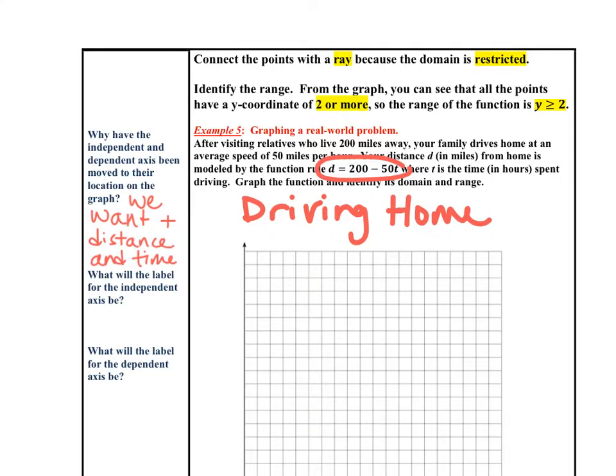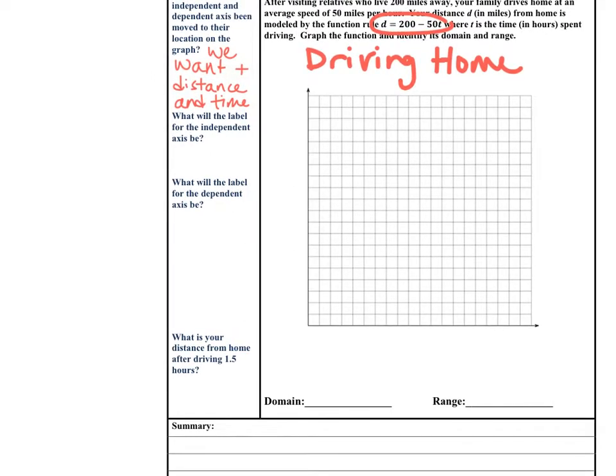We need to label our independent and dependent axis. Remember, independent determines the dependent axis. So you want to figure out, okay, what thing is determining the other thing? What thing came first? Time is going to go over here. And make sure you label it in hours. On the y-axis, you want to have miles from home.